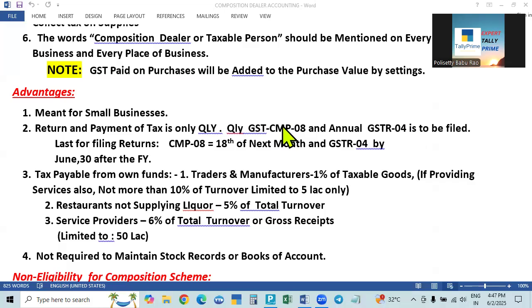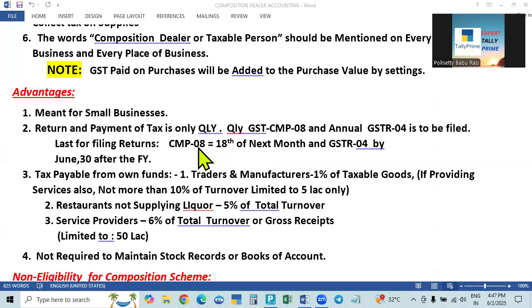What is the due date? This CMP 08 he has to file every quarter. The date is after completing the quarter, next month 18th is the due date for the CMP 08. For the April, May, June quarter, he has to file in July by 18th. For July, August, September, October 18th. October, November, December, January 18th. January, February, March, April 18th is the last date for filing CMP 08.